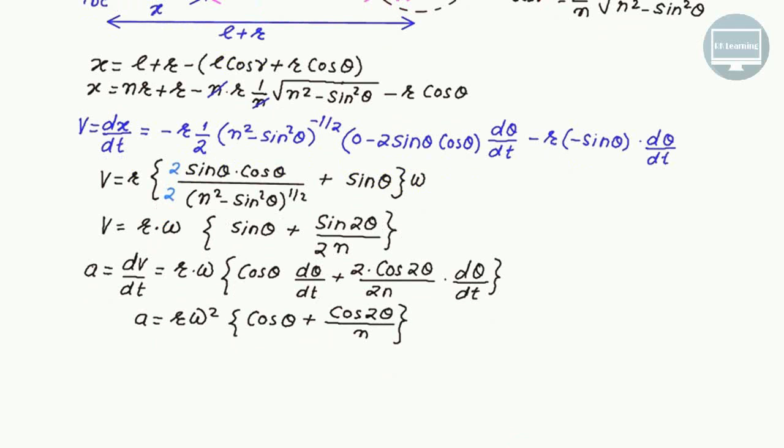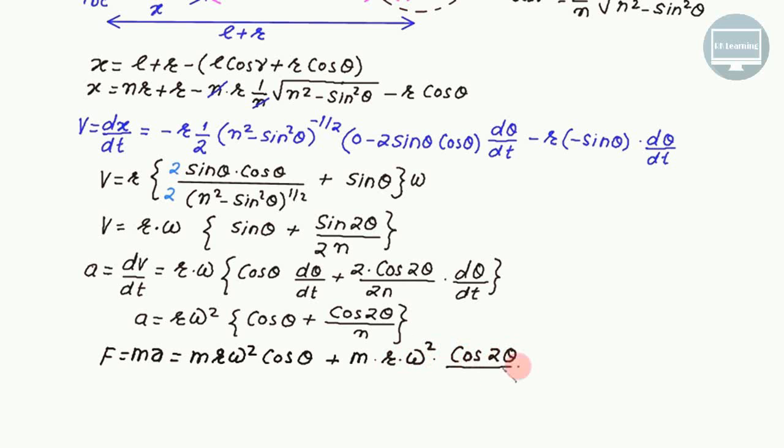By Newton's second law, force is defined as equal to what? Mass into acceleration. So this acceleration consists of m r omega square cos theta plus m into r into omega square, multiplied by cos of 2 theta divided by n. So total force consists of two parts, first part and second part. So these are the forces involved. Is this quantity same as yesterday's centrifugal force?